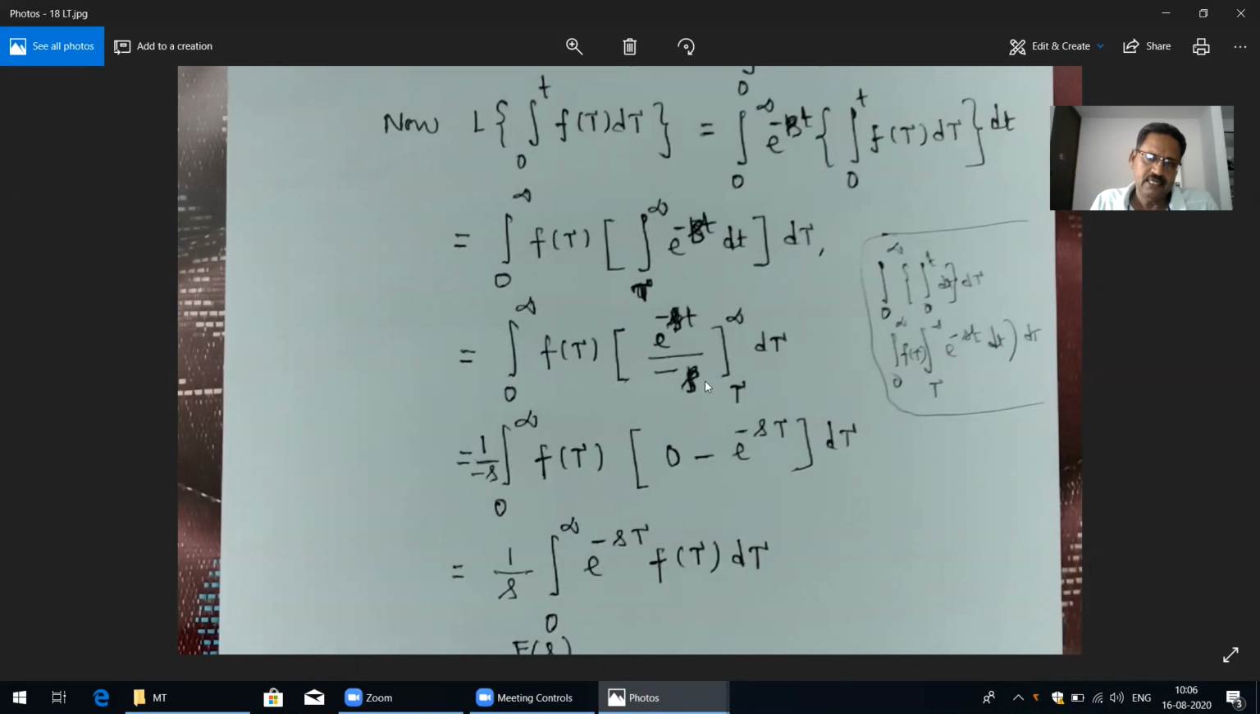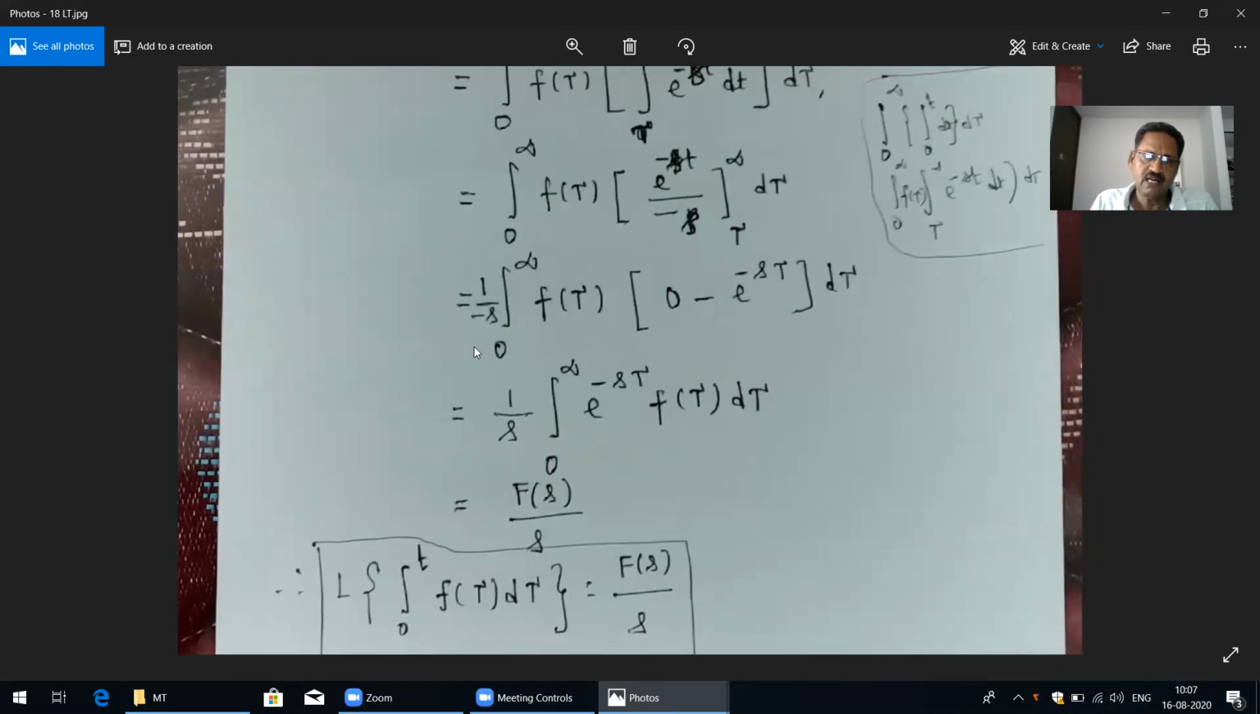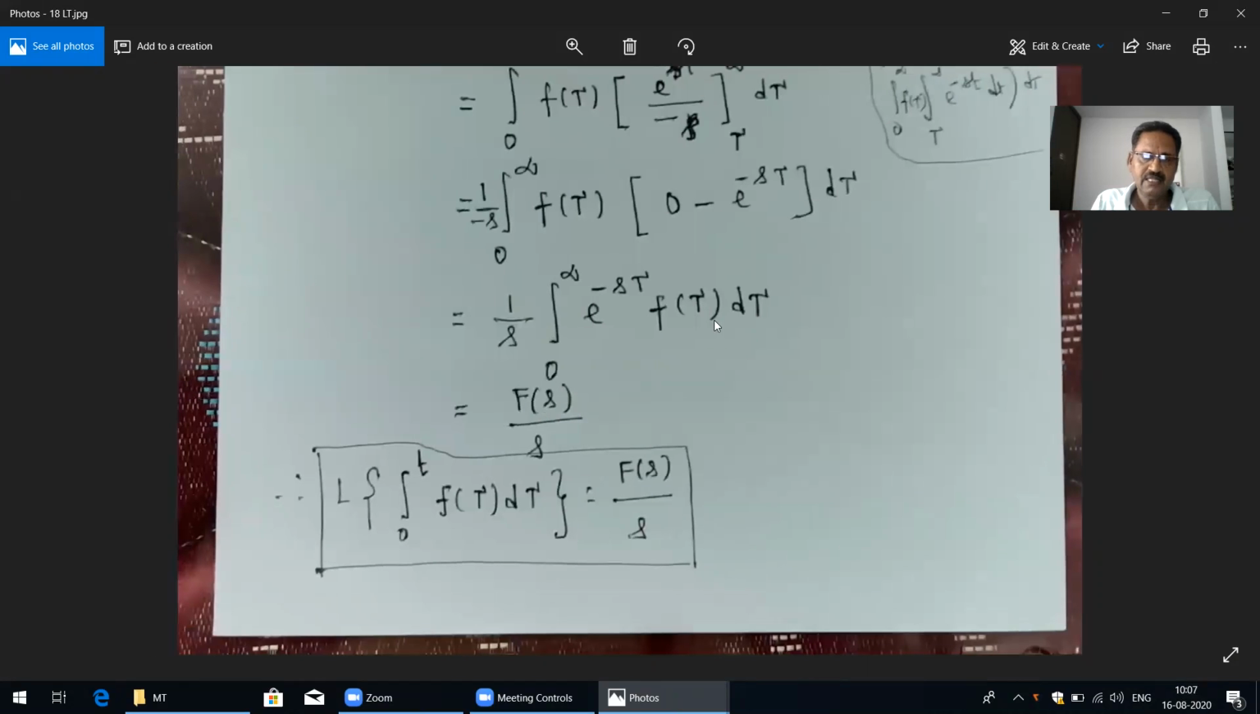Is it clear? Then we just have to replace the values: 0 minus e power minus s tau. Here you take that negative outside, 1 over minus s, into the integral from 0 to infinity of f of tau. We write this based on the limits. When t equals infinity, you get 0. And when t equals tau, we get minus e power minus s tau d tau. Then the negative comes outside again, and we get 1 over s times the integral from 0 to infinity of e power minus s tau f of tau d tau. Is it clear?